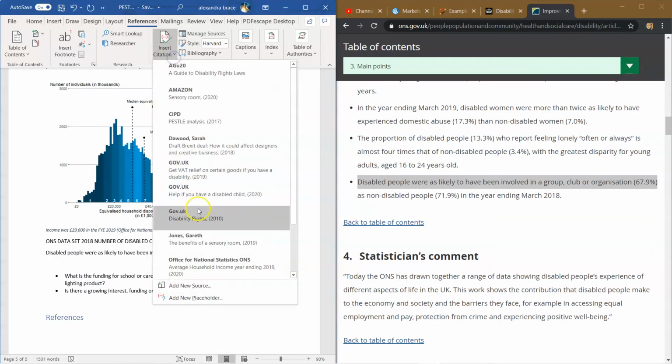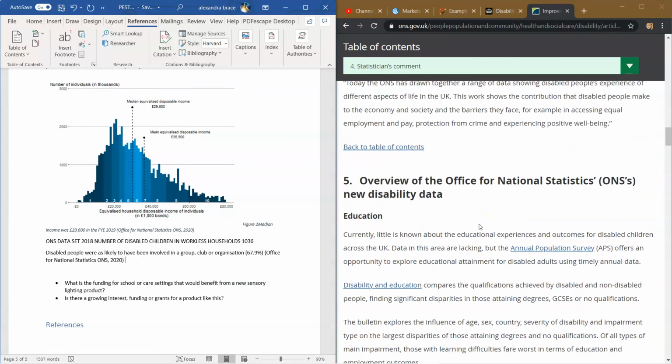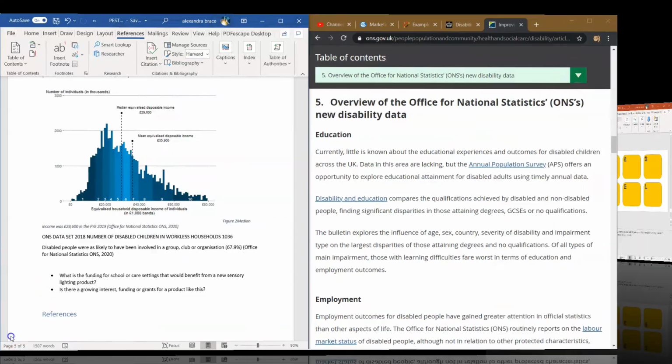Now I've already got my citation, so I can put that in there. So I'm just going to have a little look at it and see if there's anything that I can add which will help me with my product design development.